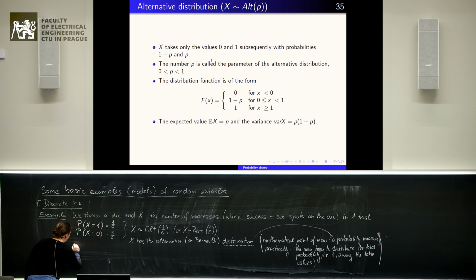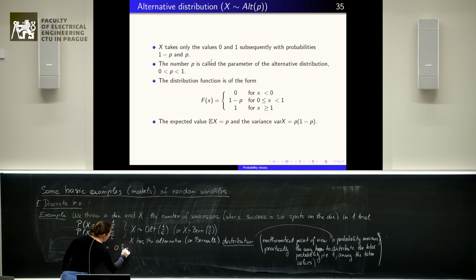Expected value is the sum of the taken values multiplied by their probability. So in our case, it is 1/6.